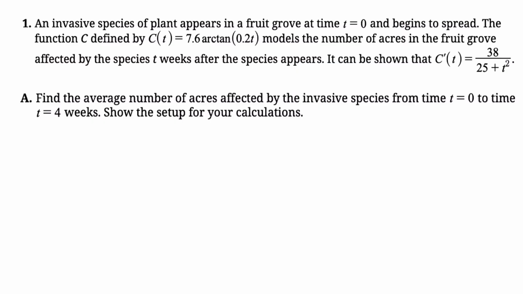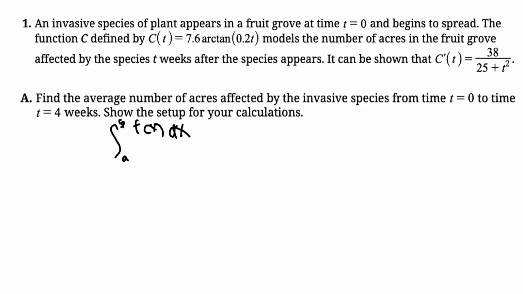So for part A, we need to find the average number of acres affected by the invasive species from time t equals 0 to time t equals 4 weeks. So this is simply going to use the average value formula, which tells you that for a function f of x, the average value of the function will be the integral from a to b of f of x dx over b minus a. So this is the formula.